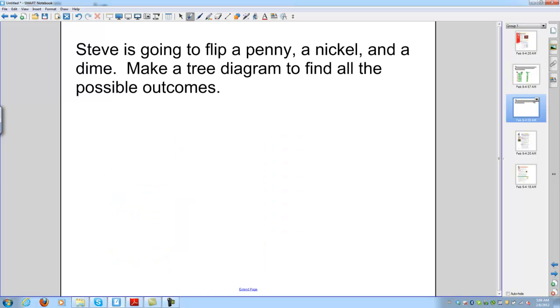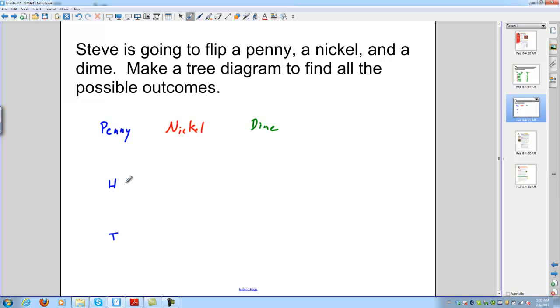Now for some reason this problem gives people trouble. Steve is going to flip a penny, a nickel, and a dime, make a tree diagram to find all the possible outcomes. I really can't stress enough how important it is to list out your event and then underneath it list your outcome. For some reason people like to try and put what the event is into the tree diagram, and it messes them up. So underneath the penny, I can either have heads or tails.